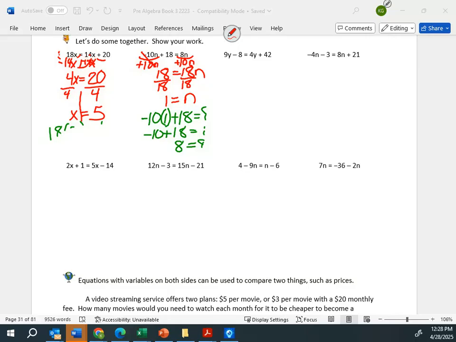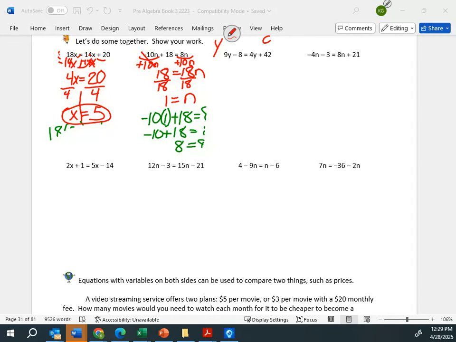The first thing, when I have a variable and a constant on both sides of the equal sign, is to decide which side is going to have the variable and which side is going to have the constant, because I can't have them both on the same side. Just because my brain likes this setup better, I regularly put my variable on this side and my constant over on this side. It doesn't have to be that way. It can be flipped. Okay?